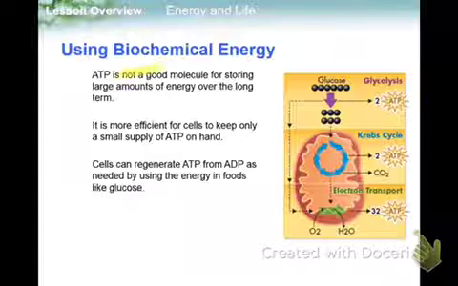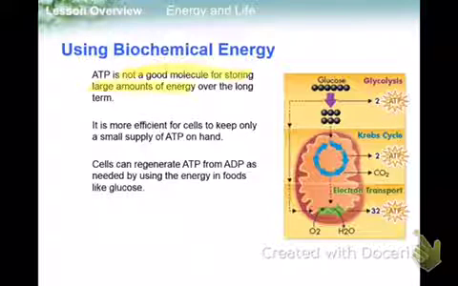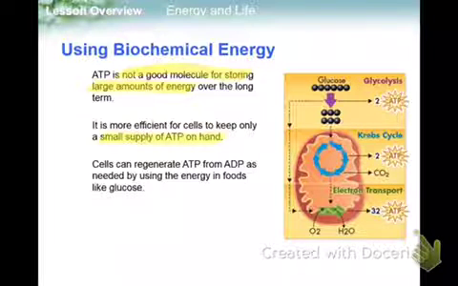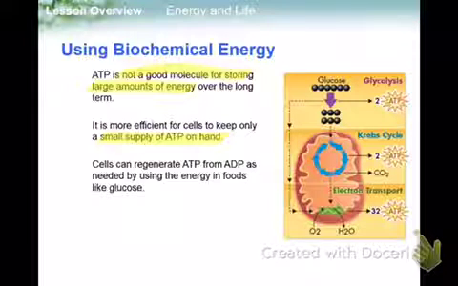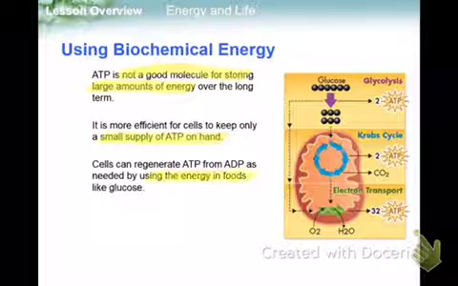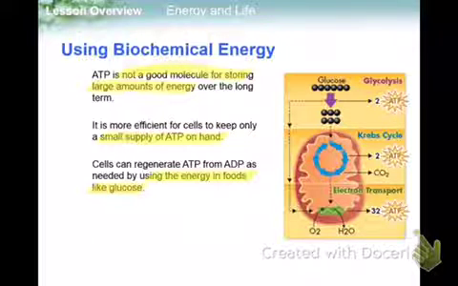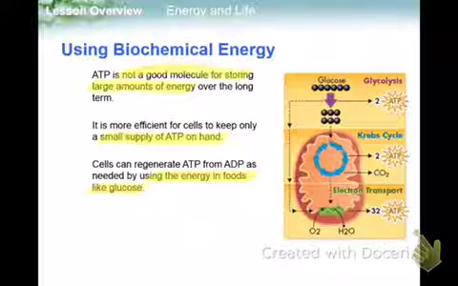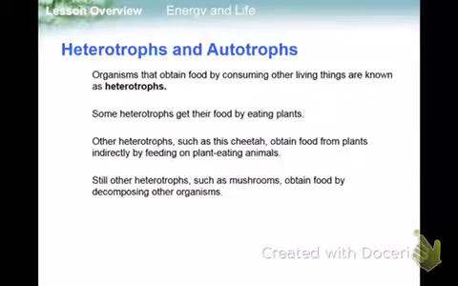It's not a good molecule for storing large amounts of energy over the long term. So there's only a small supply of ATP that's kept in the body on hand. ATP is made on an as-needed basis by using the energy in foods like glucose. Like I say all the time, living things are lazy. They're not going to make more ATP than is necessary. It's created on an as-needed basis.